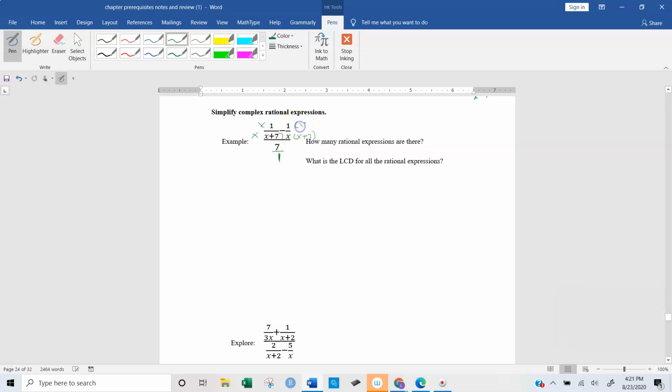So we've done pretty well in the numerator. Now let's look at this denominator. He has a 1, which means he actually needs both of them. He needs an x and an x plus 7, but I have to put that up here too.